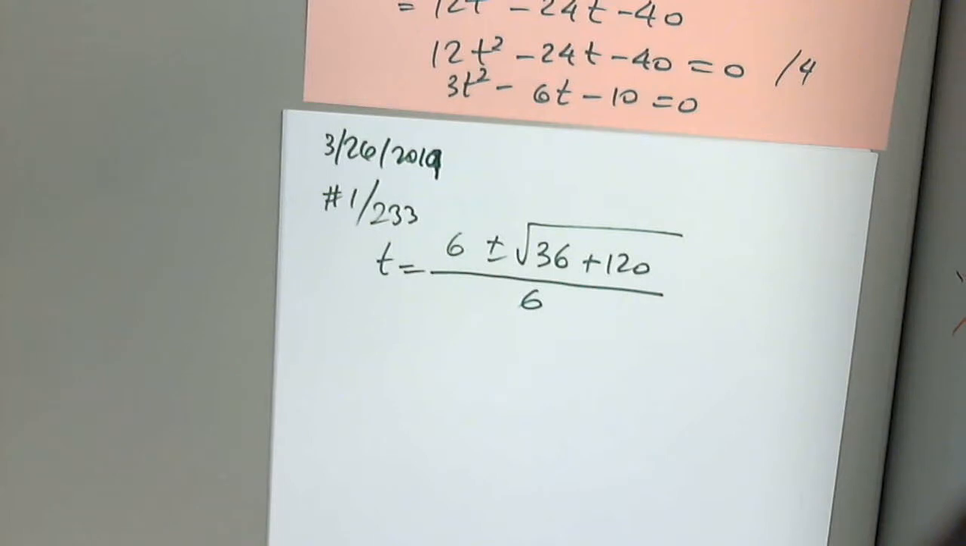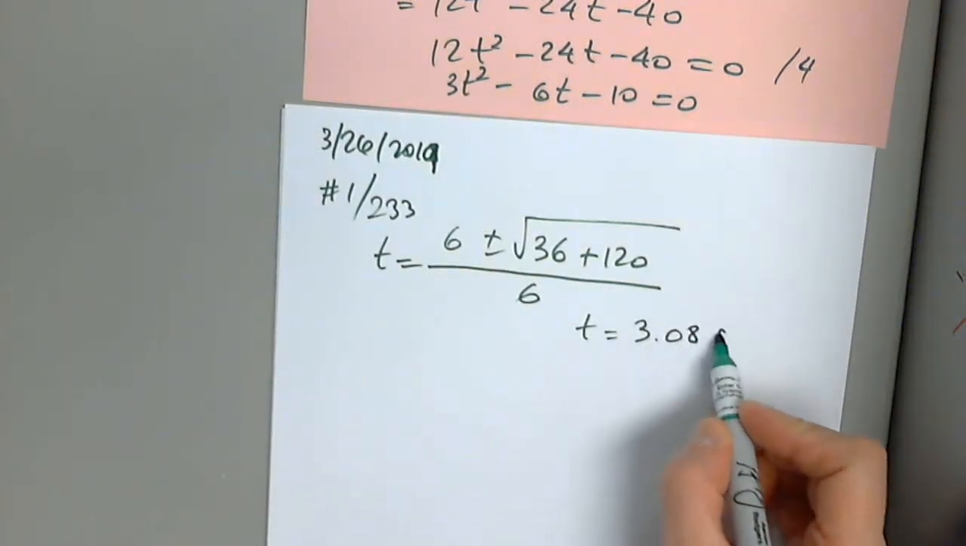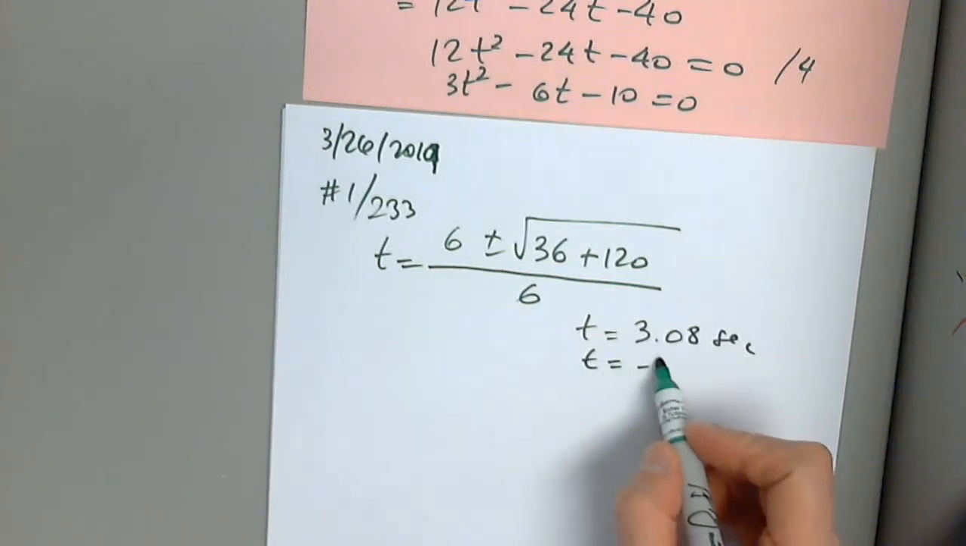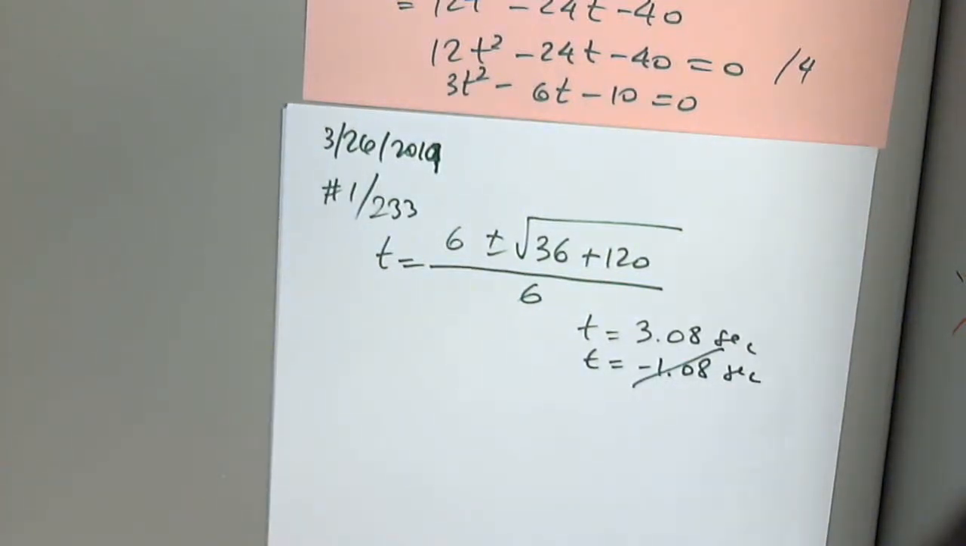And then the other one, keeping in mind that the answer cannot be negative. And minus. Okay, so then time is 3.08 seconds, and time equals negative 1.08. I shouldn't even write the other one.